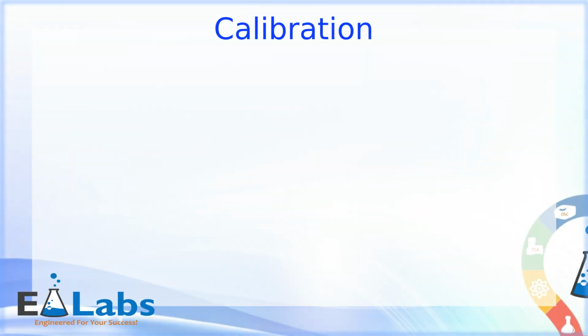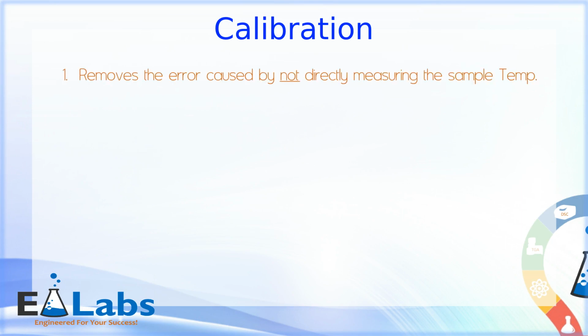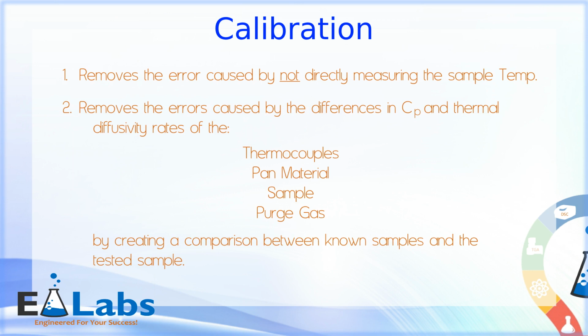Because the thermocouple measures its own temperature and not the sample directly, a DSC must be calibrated. Calibration removes the error caused by the difference in temperature of the thermocouple and sample. It also removes the errors intrinsically caused by the differences in heat capacity and thermal diffusivity rates of the main components of the DSC. The same system errors exist when testing a calibration standard, but the standard has well-known properties in which to compare the measured system data. When all errors are equal, they'll cancel out.